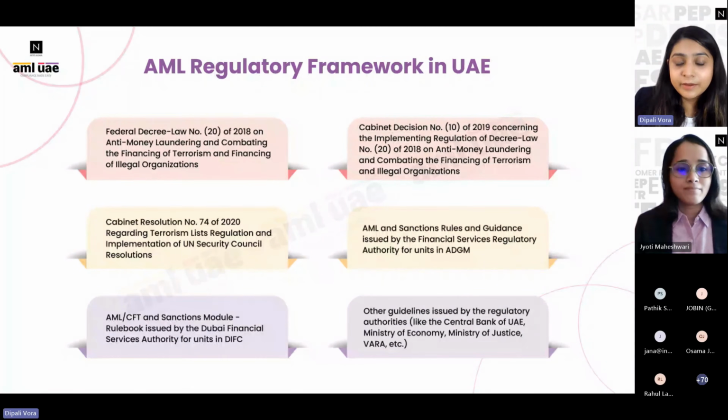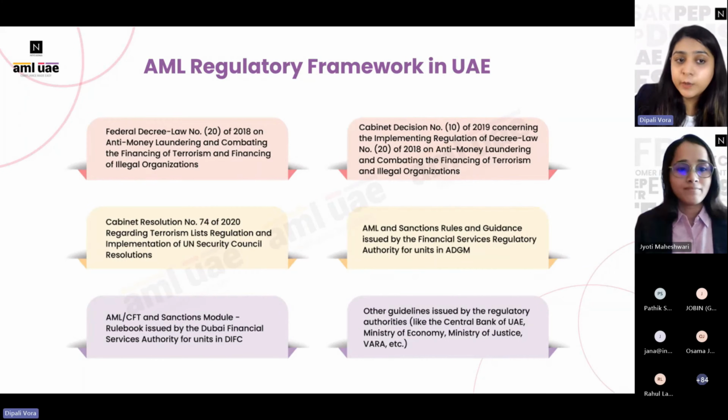In UAE, there are two basic laws which govern AML CFT rules and regulations. That is Federal Decree Law number 20 of 2018 and Cabinet Decision number 10 of 2019, which broadly talks about to whom AML CFT law is applicable, what are the KYC requirements, and what are the other obligations the DNFBPs, financial institutions, and VASP have.